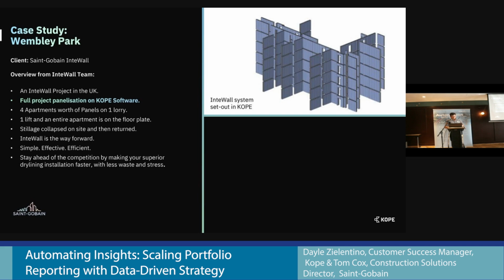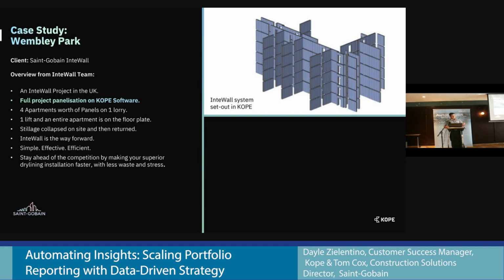As we go through, you can get 4 apartments on 1 lorry load on this project. The team have been manufacturing them in the Saint-Gobain off-site solutions factories. You can see there's a team there manufacturing these. We've got the rigging systems that go through this.